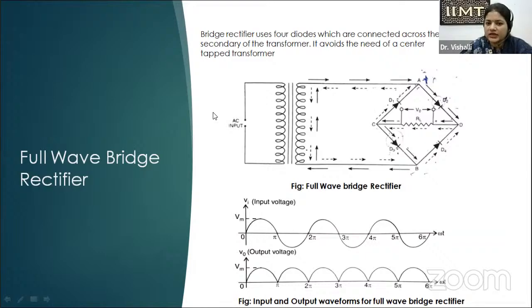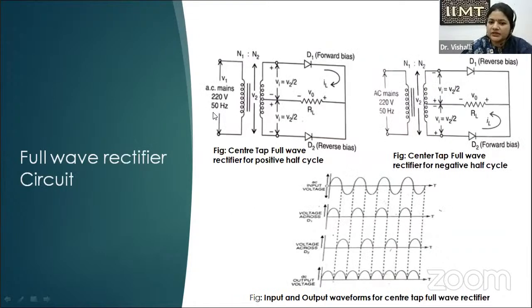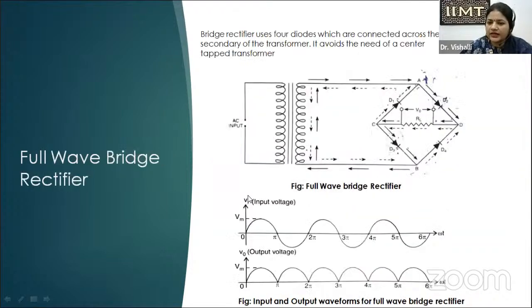So it means that across the load we will be getting the output voltage, and the direction of current is also not changed. The same thing also happened in the center tap full wave rectifier, because if we see here also, the direction of the current is from right to left. Here also the direction of the current is from right to left. So across the load, the direction of the current is the same. The two currents which are flowing in the two half cycles are not opposing each other. So the direction of the current in the case of the bridge rectifier and center tap rectifier, across the resistance, is the same.